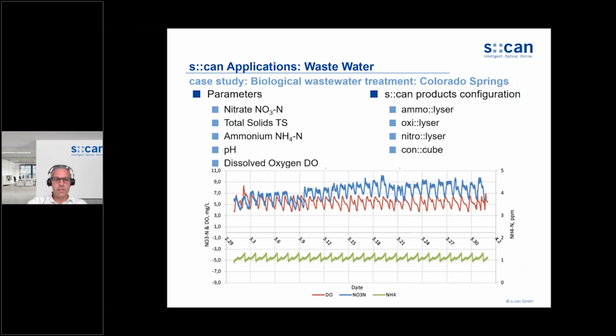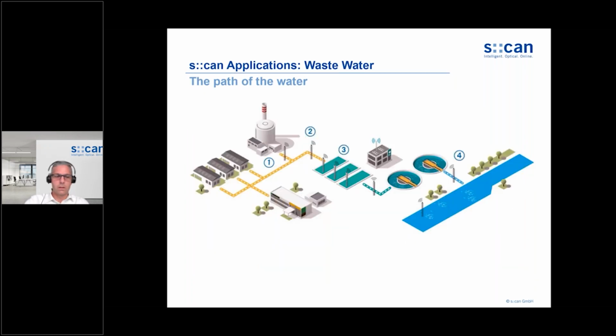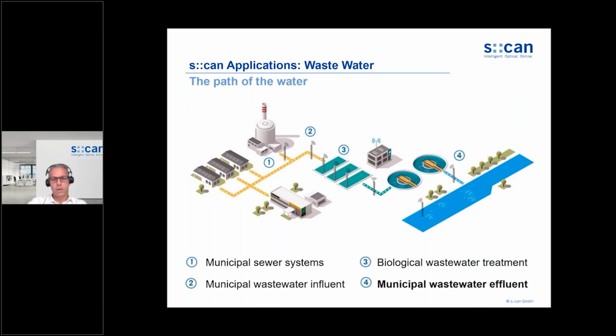In the graphics, you can see green the ammonia and red the nitrate. Dissolved oxygen is blue, and you can clearly see the periods of aeration and the nitrification following exactly the periods of this aeration. Ammolyzer, oxylyzer, nitrolyzer, and concube were used in this case study. Again, you can see here the wastewater treatment plant. Now we go to the last application, the municipal wastewater effluent.